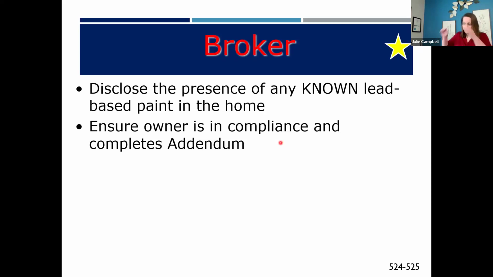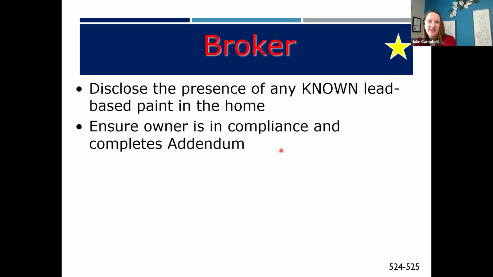Questions on lead-based paint in the home. 1978. What's the solution for these houses built before 78?